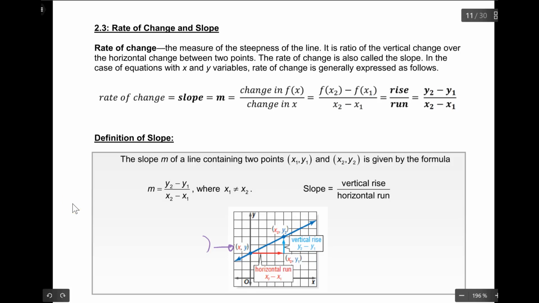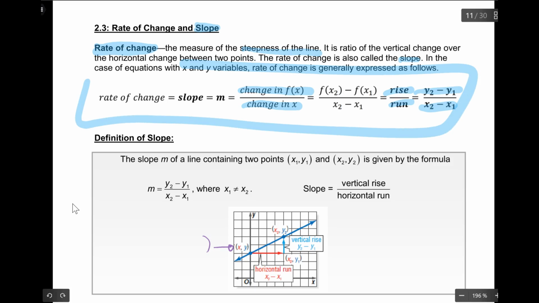So you might have heard of this already in Algebra 1, but rate of change is literally the same thing as slope. It's the steepness of the line. It's your vertical change, your change in f of x or y, over a change in x. So it is your rise over your run, y2 minus y1 over x2 minus x1. It's called slope, and all of these are valid, but I highlighted the ones that we'll use the most often.